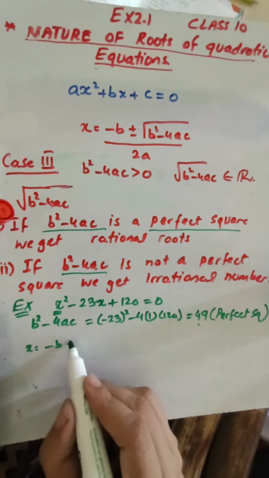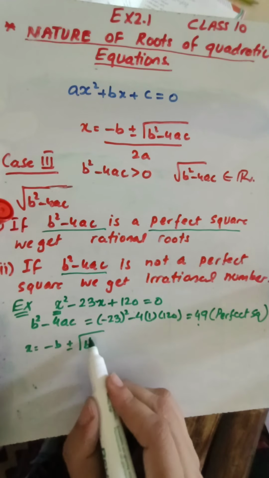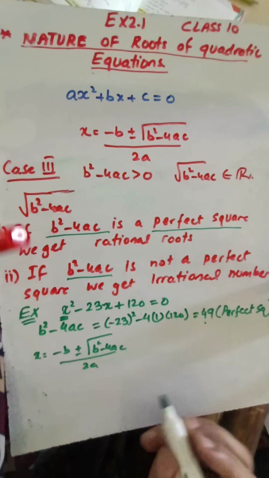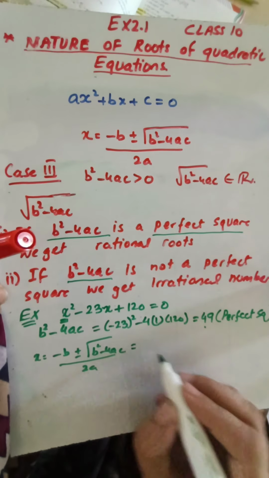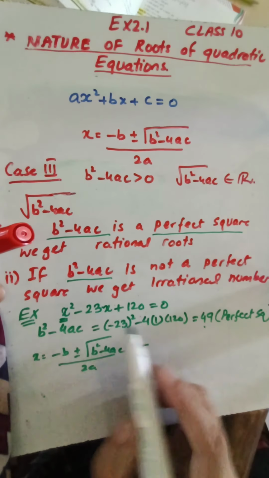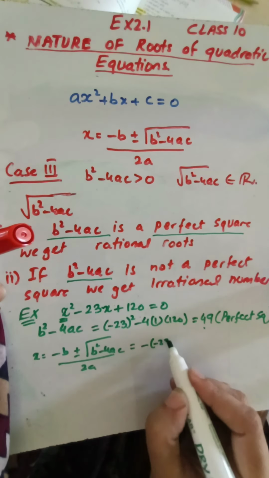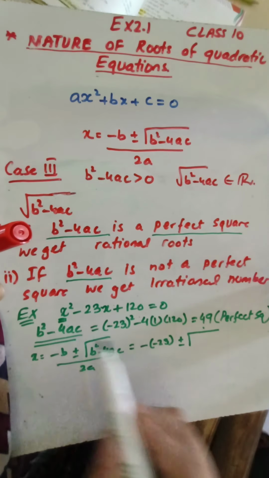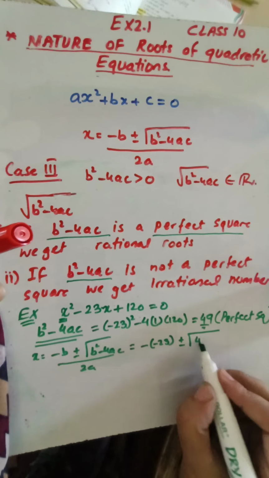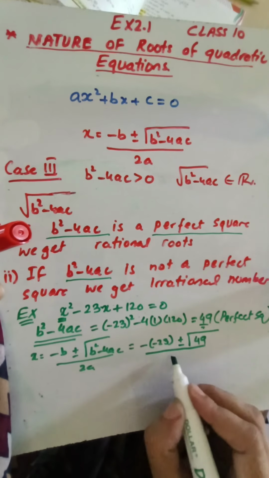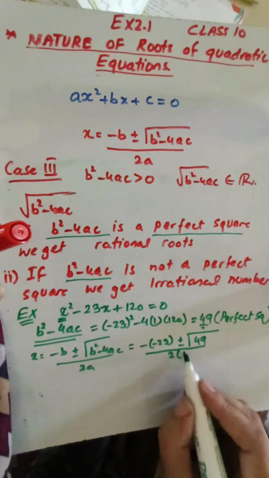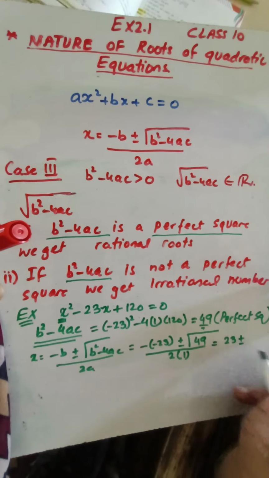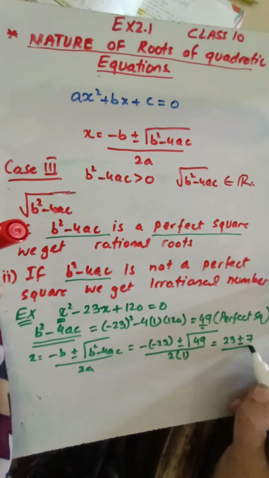Roots will be found by using the quadratic formula, negative b plus minus the square root of b square minus 4ac, over 2a. Then its roots will be negative of negative 23 plus minus the square root of b square minus 4ac, as I have calculated here to be equal to 49, so I am writing it directly over here. 2a is 1, so over here we are getting 23 plus minus 7 over 2.